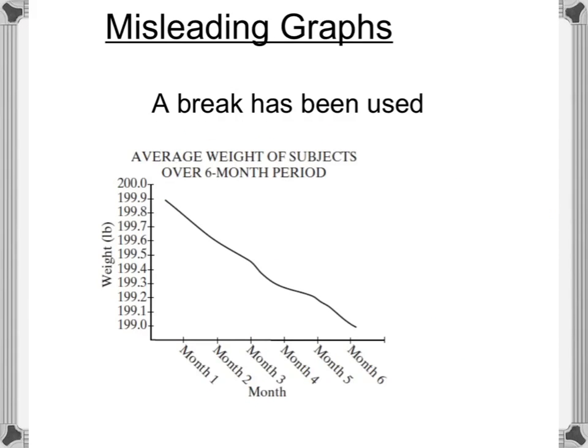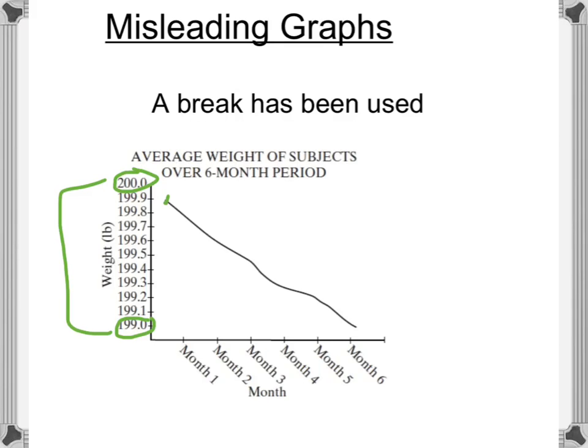Another misleading thing about a graph is that a break may have been used, in which case the graph is sort of zoomed in. So this is the average weight of subjects over a 6-month period. It goes 1, 2, 3, 4, 5, 6 months, and the weight only goes from 199 to 200 pounds. But if you look at it, it looks like a dramatic increase. This line looks like it's going down pretty fast. But then we look at the actual weights. The actual difference between the bottom scale and the top scale is only 1 pound.